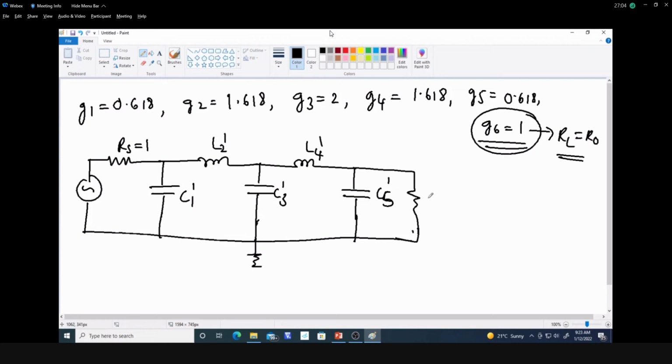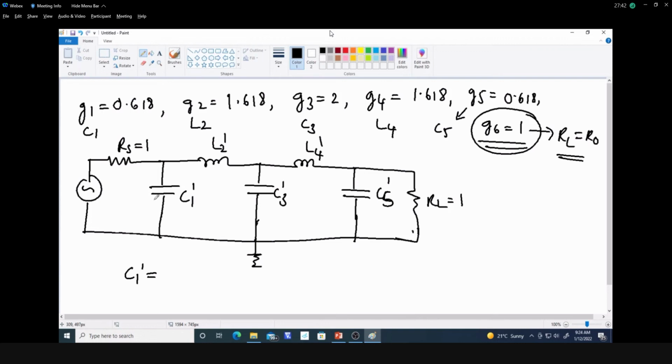Okay, so now this is the RL, which is equal to the normalized value 1. Now we need to get these transformations, since we only know the normalized values. If you take G1, that is nothing but C1, because the first element is a capacitor, and this one is L2, this one is C3, this one is L4, and G5 is C5. Now we need to substitute those and get the corresponding C1 dash values.